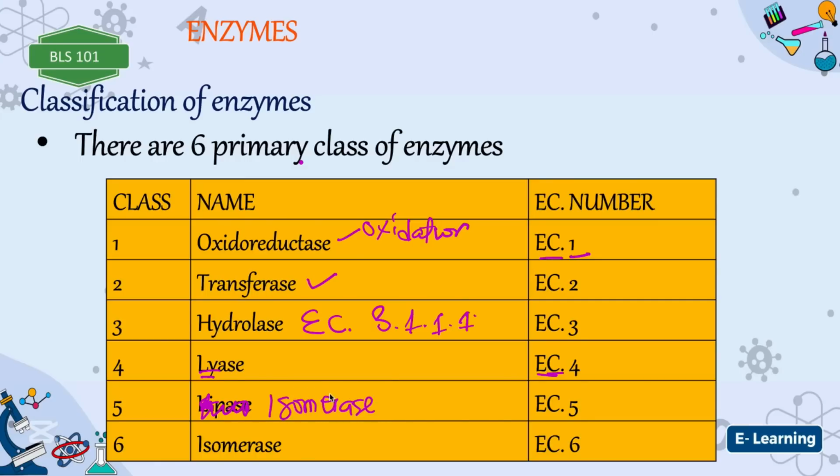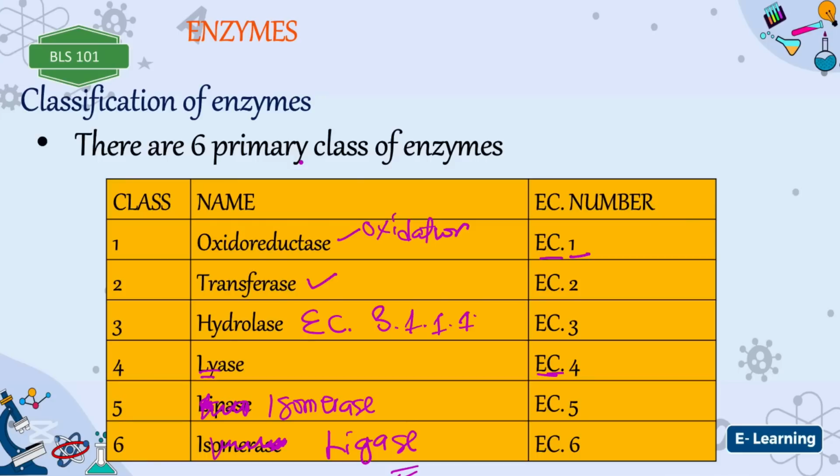So please take note of this. Isomerase, which is EC5. And this one catalyzes isomerization. You know what isomerization is all about now. Then the last one is ligases, which is EC6. So EC6 is ligases. These ligases, they join 2 things together. All right. They join 2 things together.